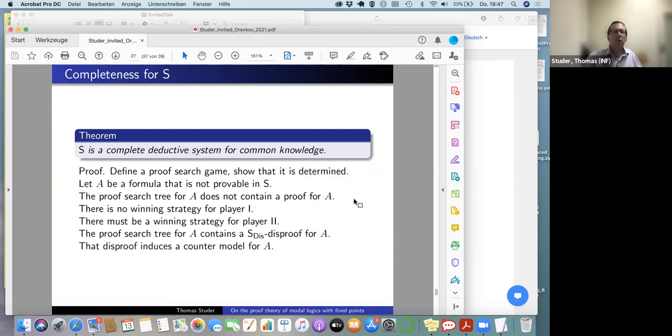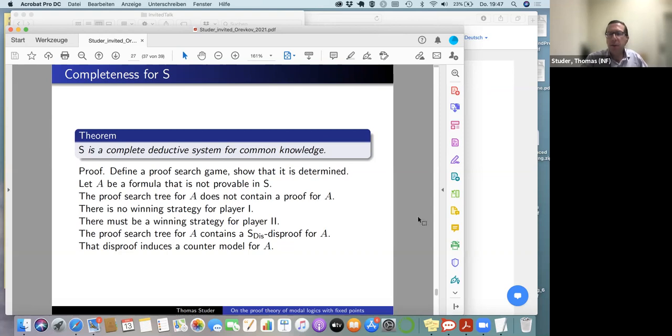Now, the completeness proof is simple if you have all these things defined properly. If you have a formula that's not provable, then the proof search tree cannot contain a proof, which means there's no winning strategy for player one. Since the game is determined, there is a winning strategy for player two, which means the proof search tree contains a disproof, which gives you a countermodel for the formula.